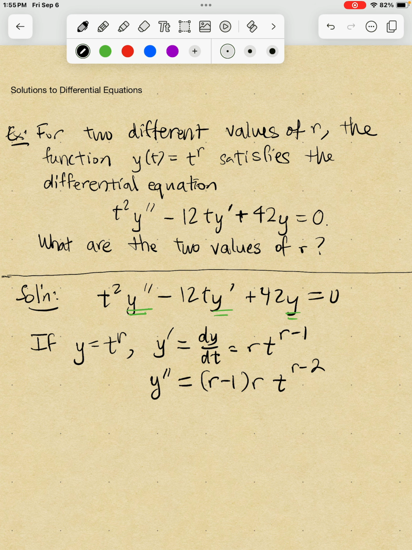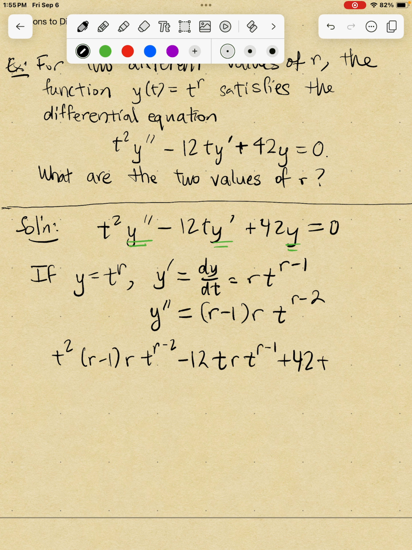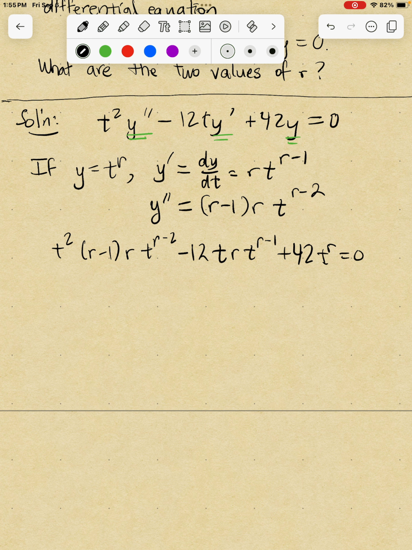Okay, so now we substitute those into this equation. So we know that t squared times r minus 1 times r times t to the r minus 2, minus 12t times y prime, that's r times t to the r minus 1, plus 42 times y, that's t to the r, equals 0. And the question is, what r will make this whole thing become 0?